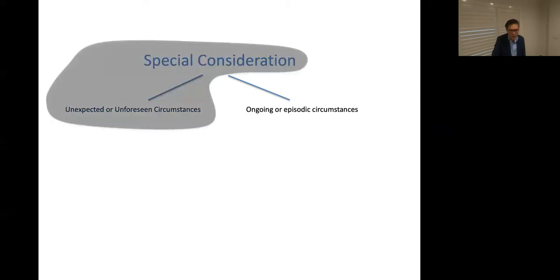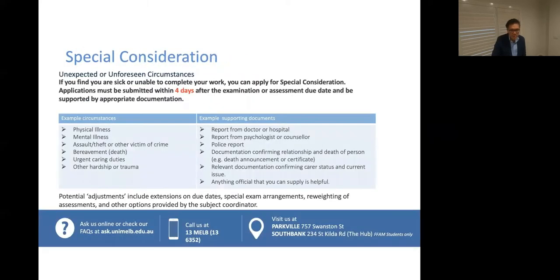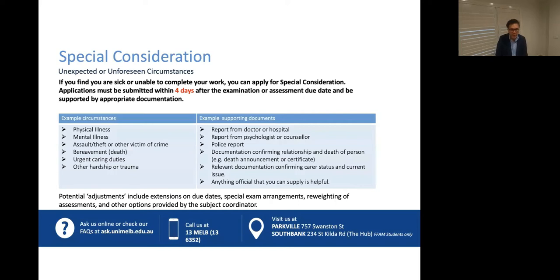Unexpected and unforeseen special consideration is for when you fall ill suddenly before the exam, or you have some mental health issues, or thieves break into your home and then you can't study for the exam, or someone in your family dies, or someone in your family falls sick and you unexpectedly need to help them. If you have any other hardship and trauma, you can apply for special consideration under the unexpected and unforeseen circumstances area, and you are given four days.